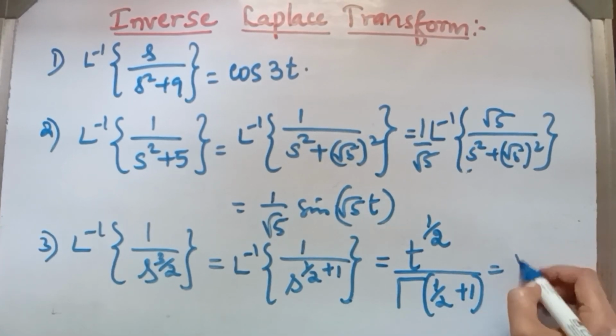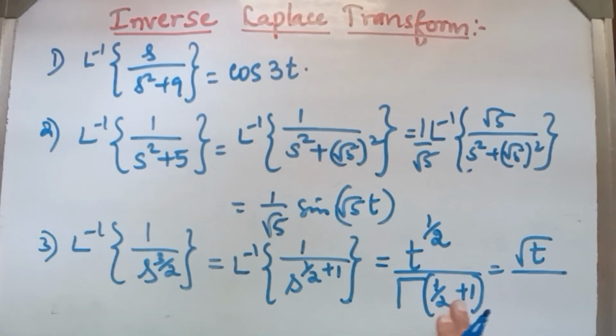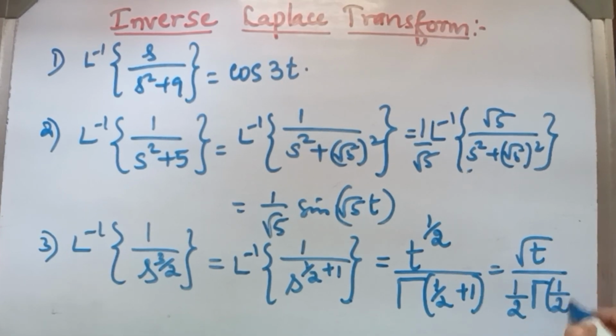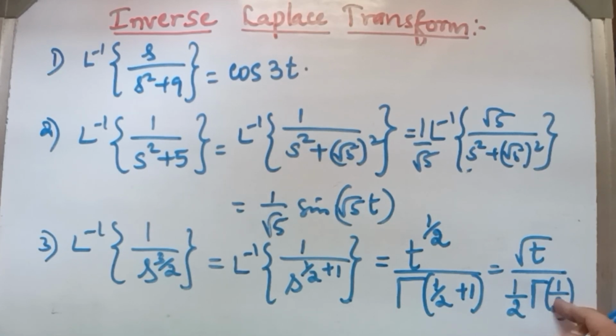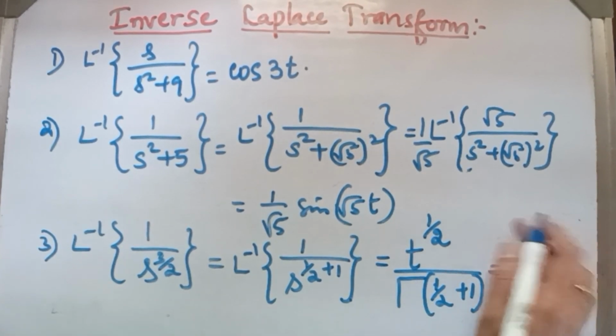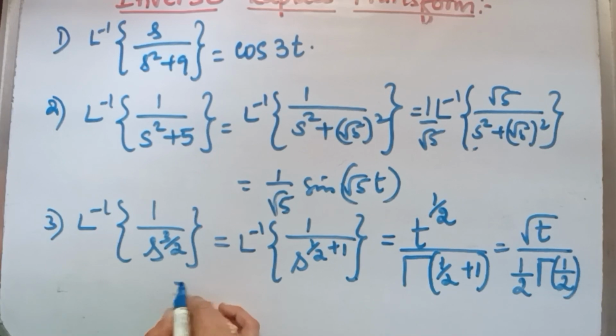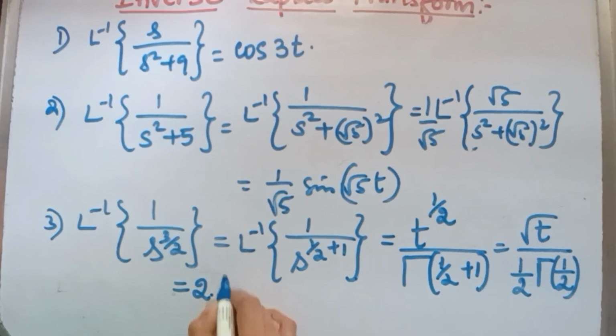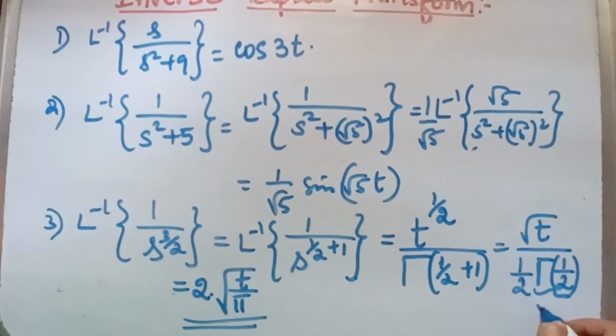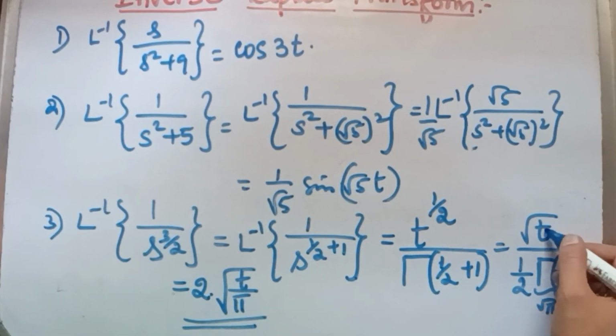So t to the power 1 by 2 is square root of t, by gamma of half plus 1, which is half into gamma of half. Gamma of n plus 1 is n into gamma of n. So what is the value of gamma of half? Root pi. So this goes to the numerator. So finally I'll write the answer here, 2 into square root of t by pi. This is because this value is square root pi here and root t here. So together root of t by pi, and this 2 goes to the numerator.